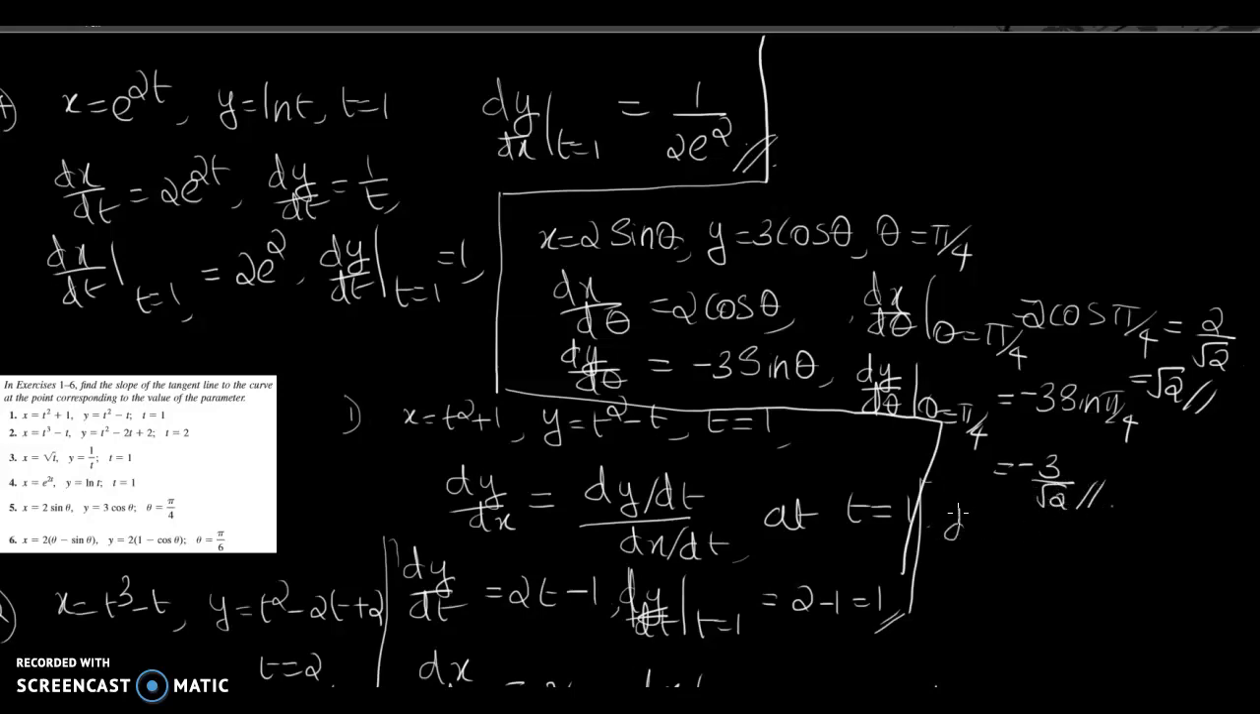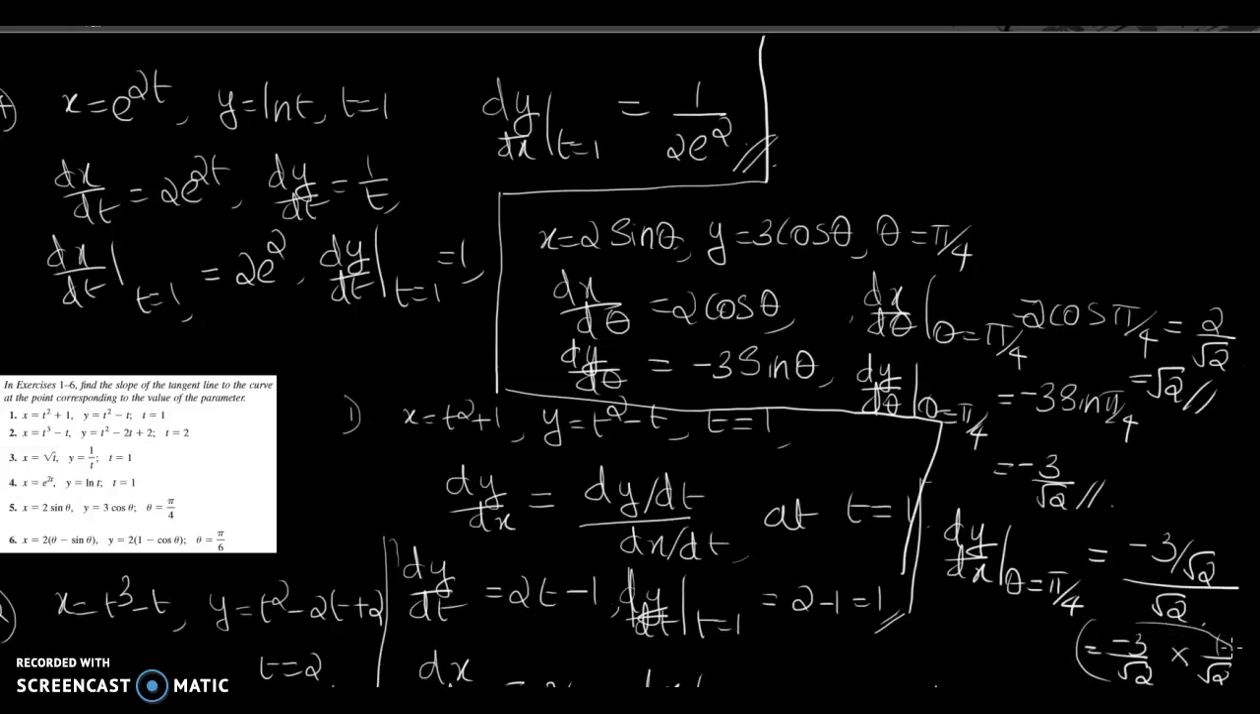Then dy by dx at theta equal to pi by 4 equals minus 3 divided by root 2, divided by root 2, which is minus 3 divided by root 2 into 1 by root 2. What will be the answer? Minus 3 divided by 2 is the answer.